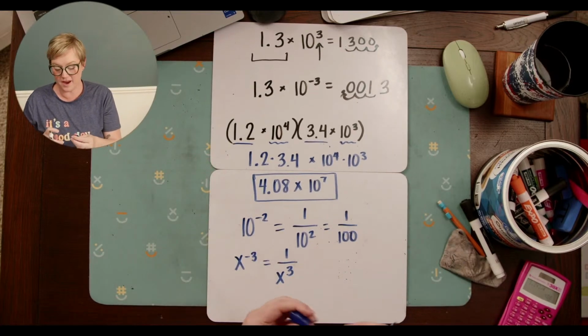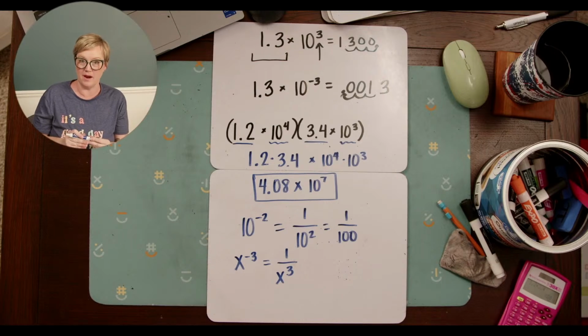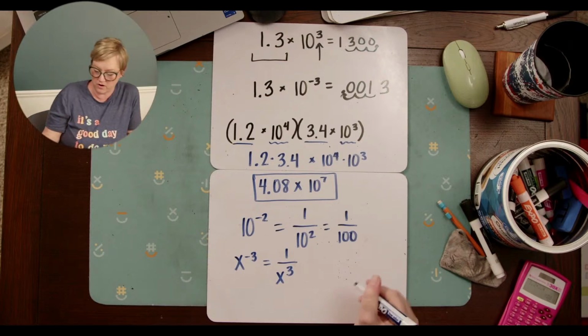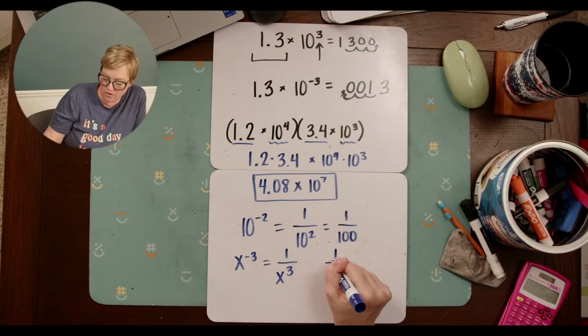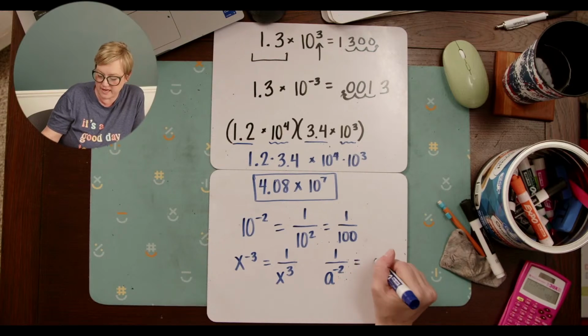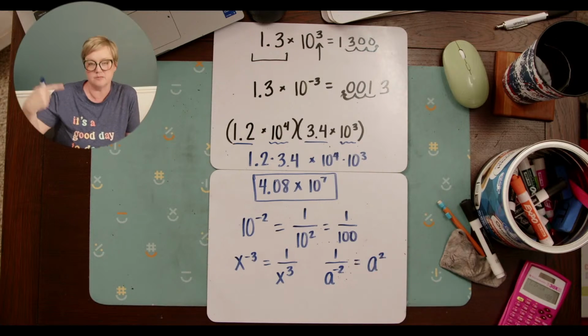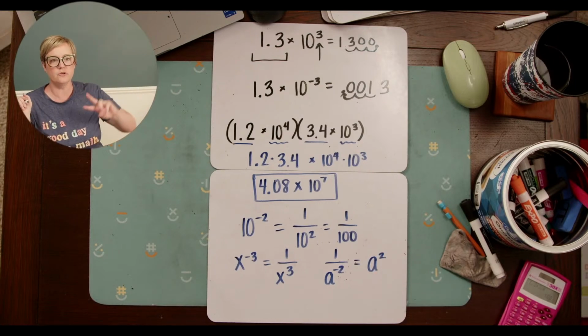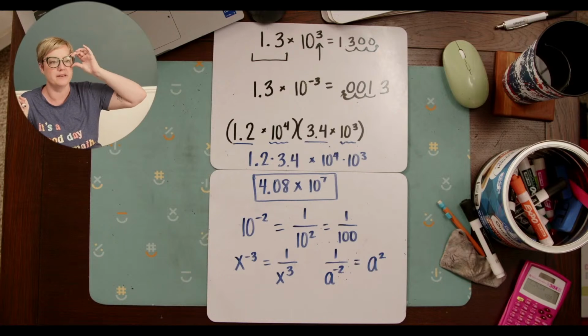Now what if you have a negative exponent on the bottom? Well, it's just going to flip it right over. So if I had 1 over a to the negative 2, that's going to be a squared. It just pops it back up. So negative exponents really just flip it up and down.